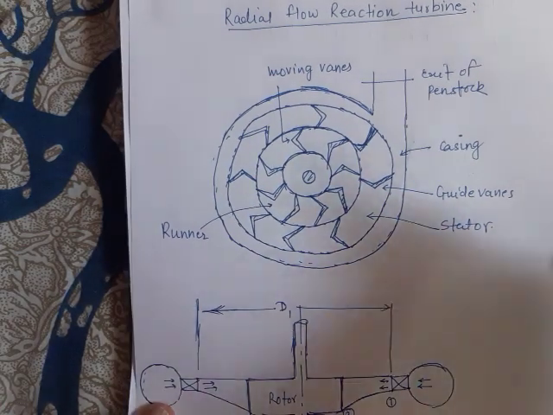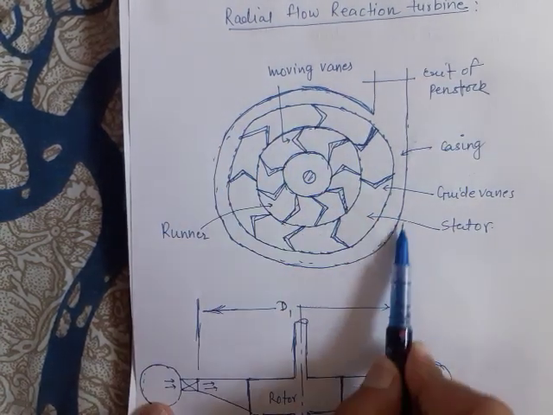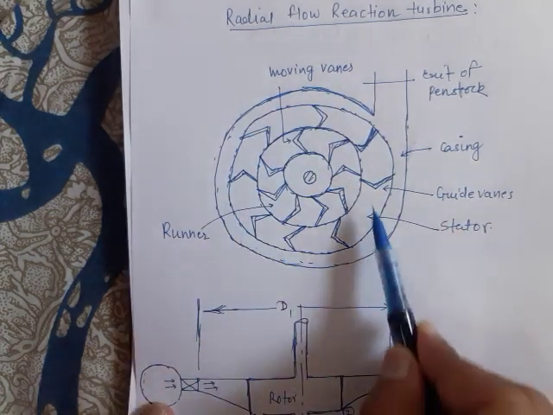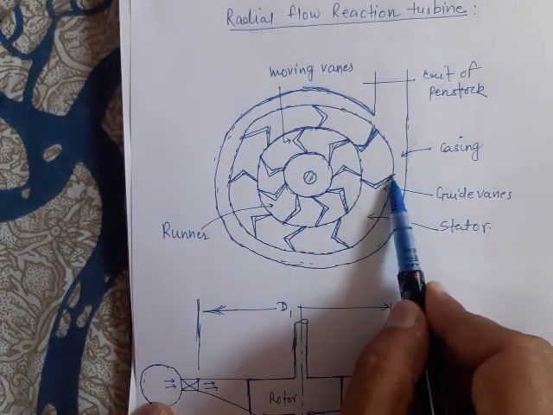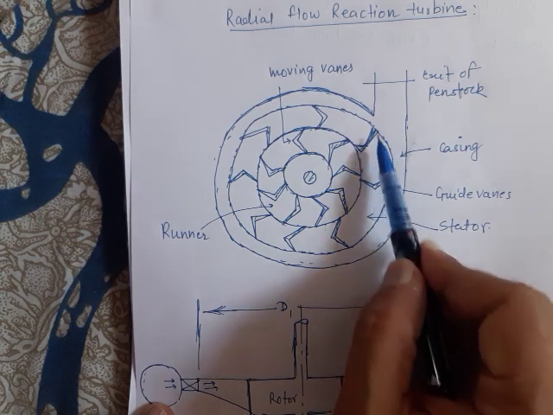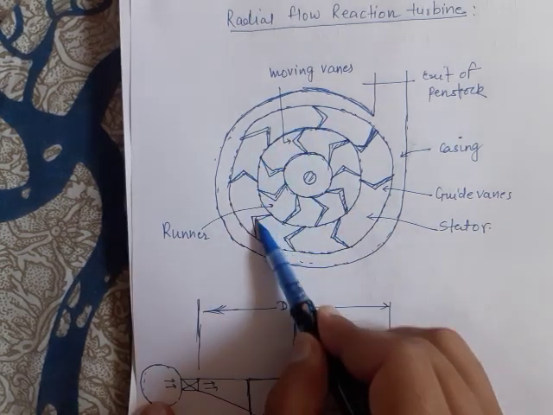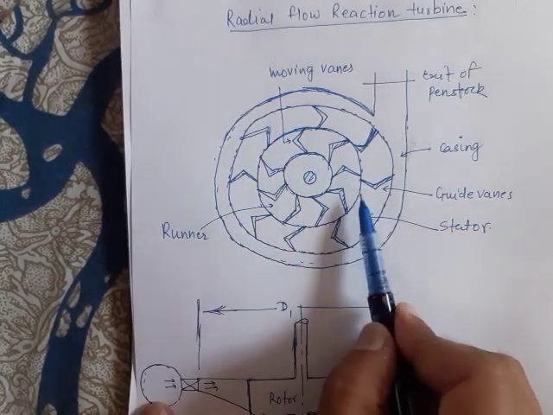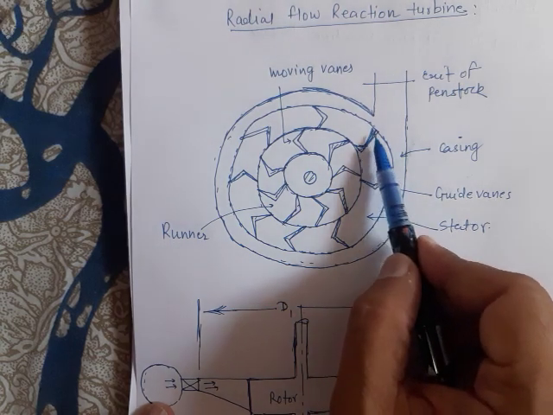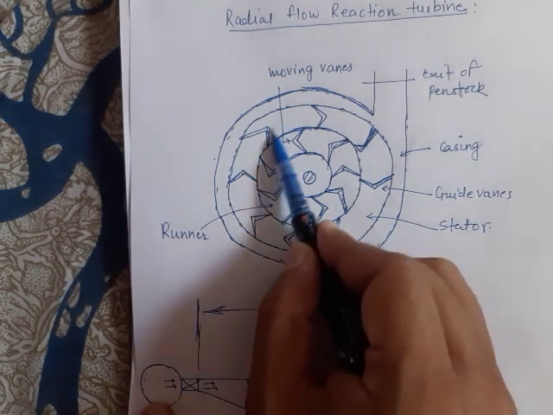Please observe. This is the exit of the penstock. I already talked to you that there is a casing. This is the casing. Inside the casing, there are guide vanes, stationary vanes, which are mounted over a stator. They remain stationary. These stationary vanes are known as guide vanes, and they are mounted over stator.